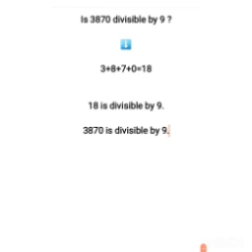Which number? 3870 is also divisible by 9, and we have checked it very easily with the help of the divisibility rule for 9. Can you tell me whether 9540 is divisible by 10 or not?